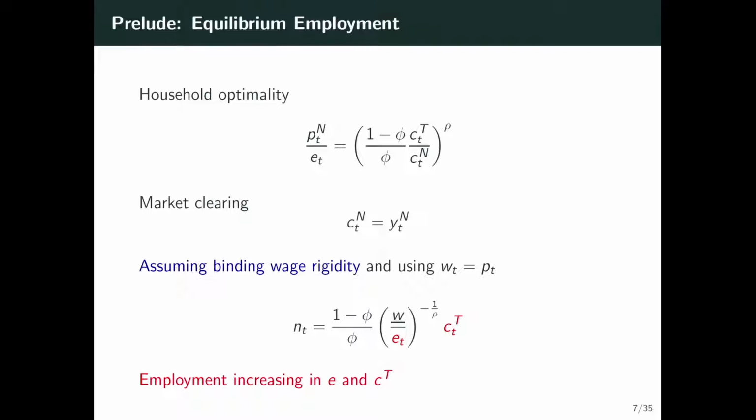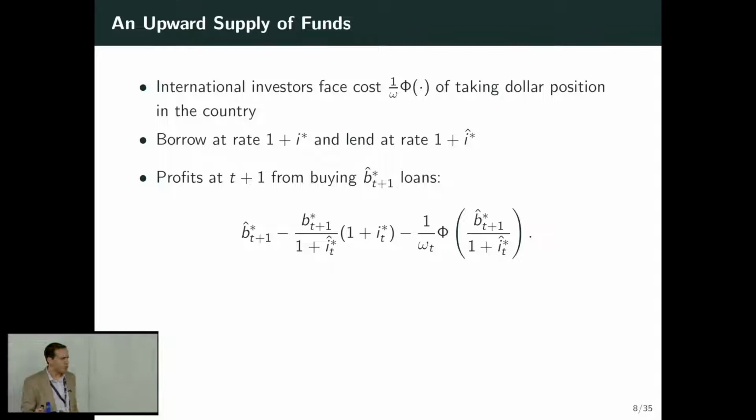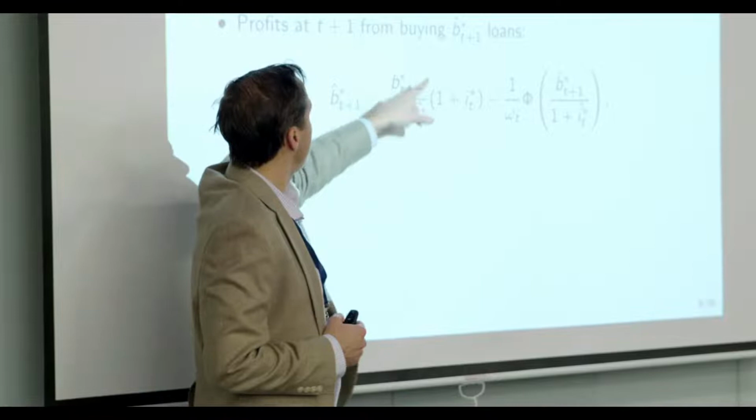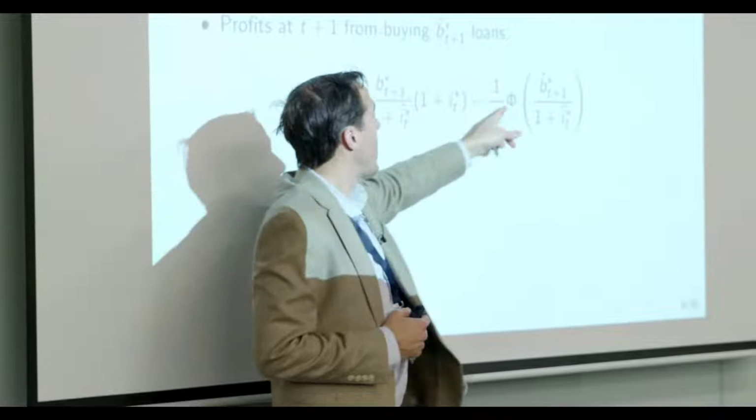Okay, so then we have the international investors. They are going to face some costs from taking dollar positions in the country. They're going to be borrowing at the rate I star, in this frictionless market, and then they lend at the rate of I hat star. Okay, so this is going to be the problem that the intermediaries are going to face. You can see it's static. What they do is they want to give loans equal to B hat star. Well, they need to get some deposits, and those deposits have a rate of I star. And then on top of that, they need to pay these portfolio costs.